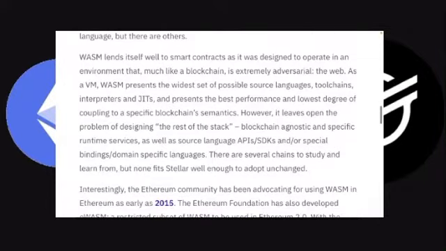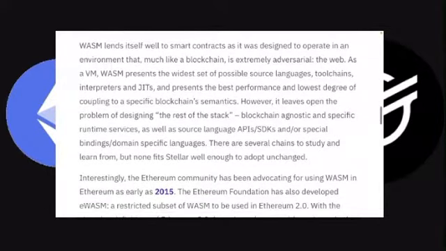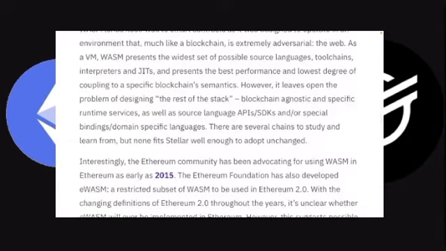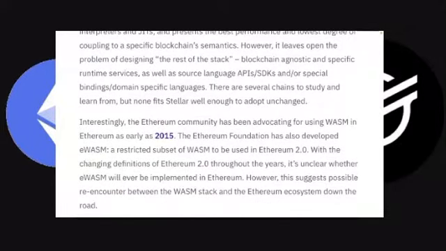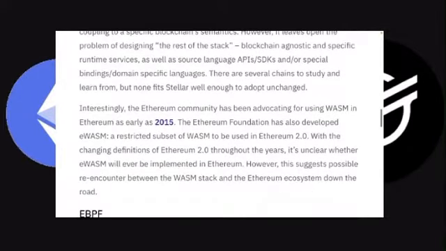However, it leaves open the problem of designing the rest of the stack: blockchain-agnostic and specific runtime services, as well as a source language, APIs, SDKs, and/or special bindings, domain-specific languages like JavaScript. There are several chains to study and learn from, but none fits Stellar well enough to adopt unchanged.